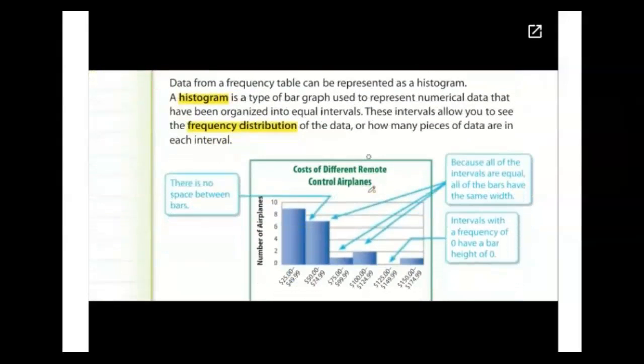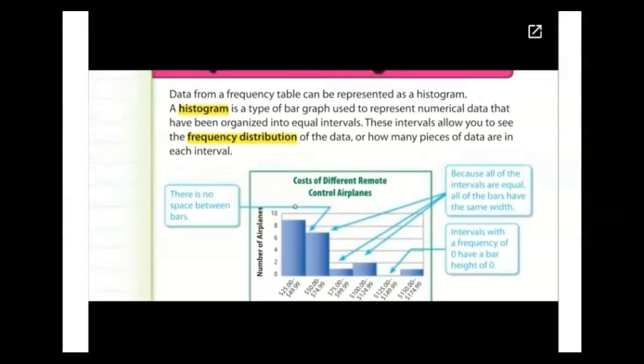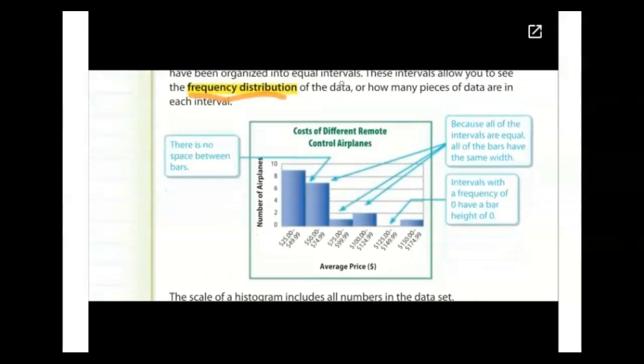In bar graphs, each individual bar represents one value, but a histogram is like the gigantic version of that. Each bar represents a range of values, not just one value. So it actually contains a lot more information. As we can see here, these charts help us understand the frequency distribution of the data, by telling us how many pieces of data are in each interval. Okay, that sounds really complicated, but it's not.